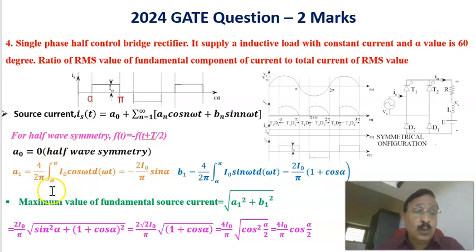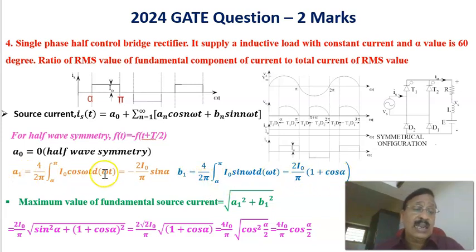A1 is given by 4 by 2 pi integral from alpha to pi of I0 cos omega t d omega t. This is the Fourier constant corresponding to the fundamental, A1, which works out to minus 2 I0 divided by pi into sin alpha. Similarly, B1 corresponding to the fundamental equals 4 by 2 pi integral from alpha to pi of I0 sin omega t d omega t, which equals 2 I0 by pi into (1 plus cos alpha).